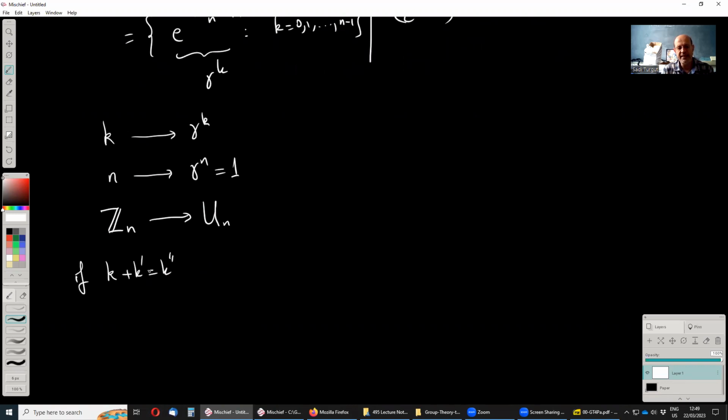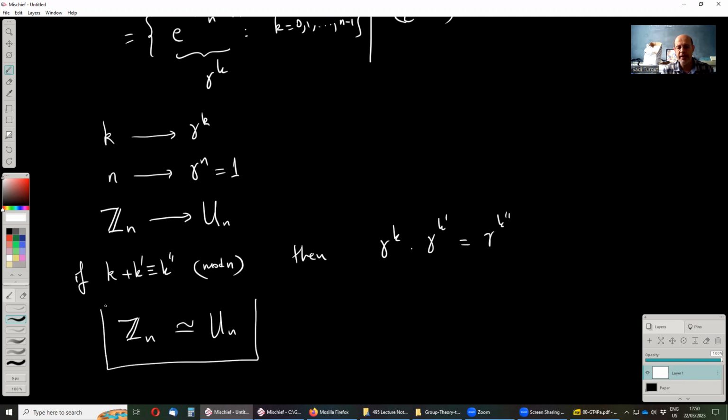If that's like that, modulo n, let's say, then this basically tells us that gamma to the k multiplied with gamma to the k prime is equal to gamma to the k double prime. Okay, so that means these two groups are actually isomorphic. They are more or less the same group, right? Except that, well, mathematically they are different.